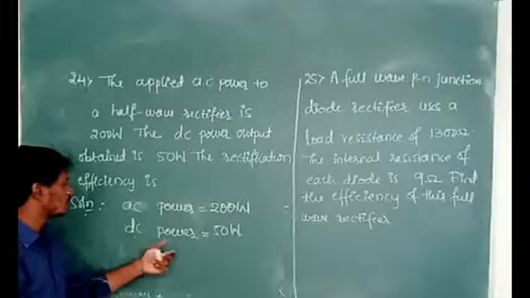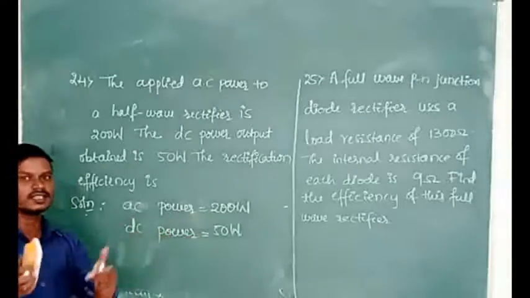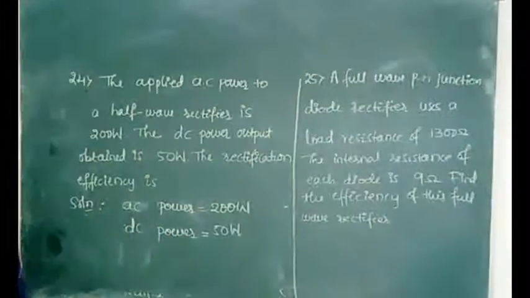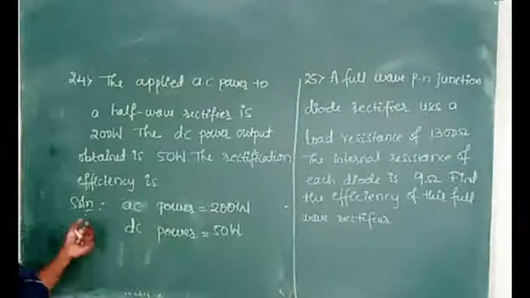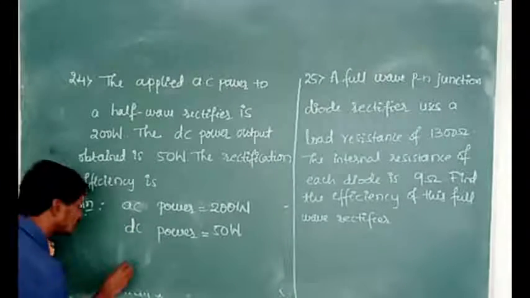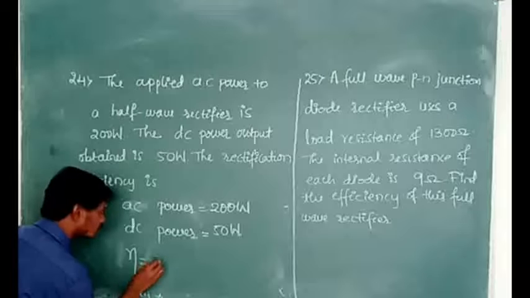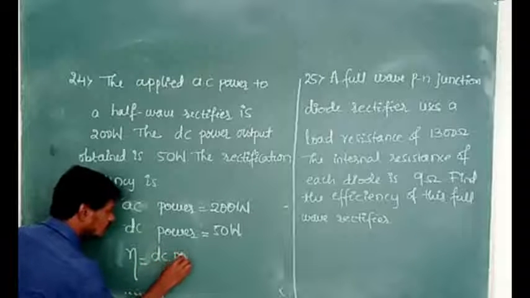The output power and input power are given. How to find the efficiency? I already said that whatever the rectifier may be, whether full wave or half wave, the efficiency of a rectifier can be written as eta equal to DC power divided by AC power.